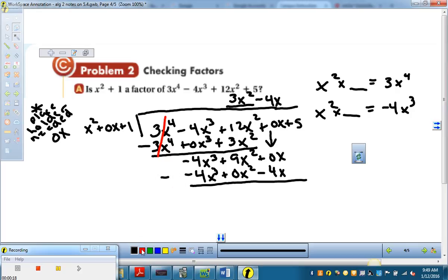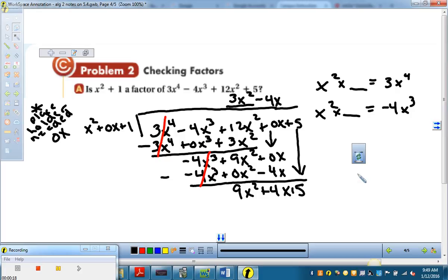All right. Now we will do our subtraction. First one's gone. 9x squared minus 0x squared is 9x squared. And 0 minus negative 4x is negative 4x. That's what? Positive 4x? Oh, yeah, right. Okay. And what do we do? Bring down the 5. And it is plus 5.